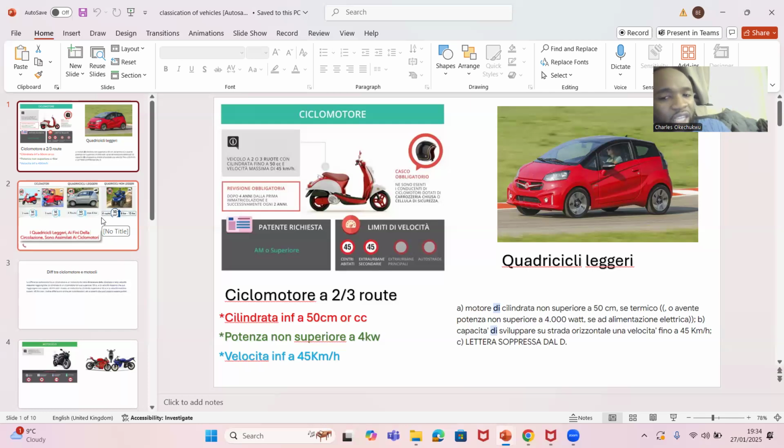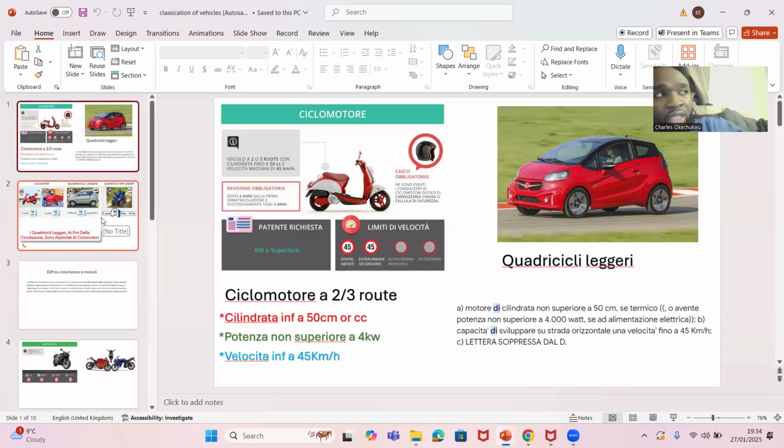Now for quadricicli leggeri, everything we discussed about the characteristics of ciclomotore is the same. The only thing that changes is the horsepower, the potenza. Please understand this trick: in quadricicli leggeri, it is either 4 kilowatts or 6 kilowatts. That range, at the end of the day. Simple. Let us now enter motocicli.